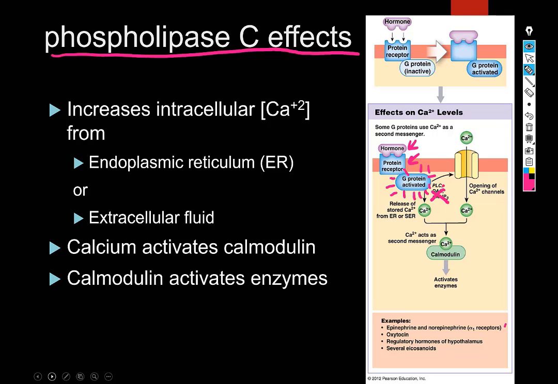So one thing this does is open calcium channels, and that lets more calcium in. The other thing is it can take calcium that has been stored somewhere in the cell and release it into the cytoplasm. In both cases, calcium is going to complex with calmodulin, and the complex of calcium plus calmodulin activates enzymes. So think of calcium as the on switch for calmodulin, and then calmodulin is capable of traveling around and turning on enzymes wherever it goes.